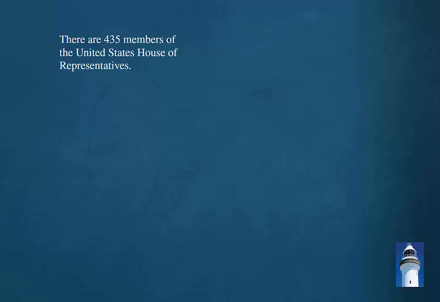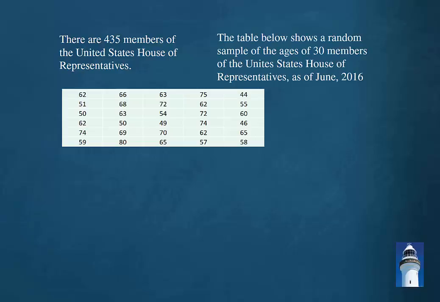There are 435 members of the United States House of Representatives. The table below shows a random sample of the ages of 30 members of the United States House of Representatives as of June 2016. Since this data set is a selection of the subjects of the population and excludes the other subjects, the mean that we calculate will be a sample mean. Since our data set represents a sample, we will make sure to use the symbol x bar when we report it.